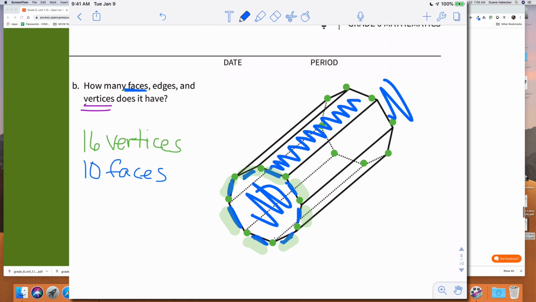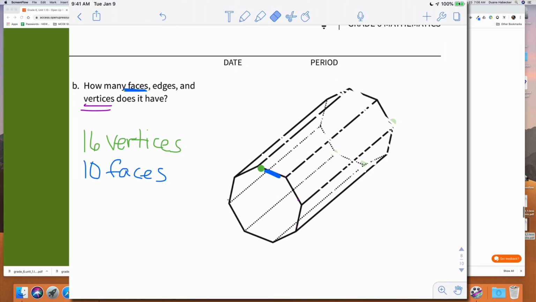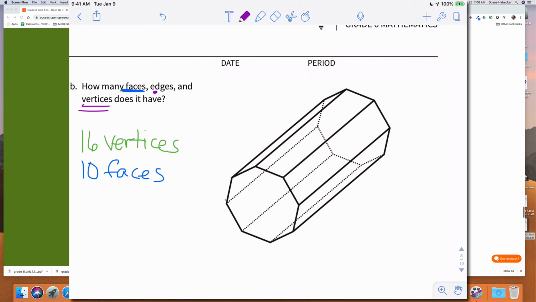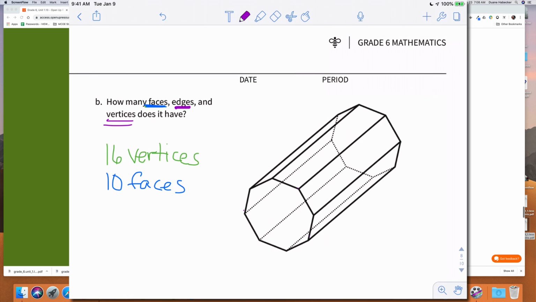Beautiful. Now we're going to do the edges. I'm going to do some serious erasing here because it's getting a little crazy. The edges, you recall, are, let's do purple, the straight lines, right? So I've got 1, 2, 3, 4, 5, 6, 7, 8. So I've got 8 over here, which means I have 8 on the bottom of the can. If this is the top of the can, then we have 8 on the top and 8 on the bottom. And then we have these connectors.